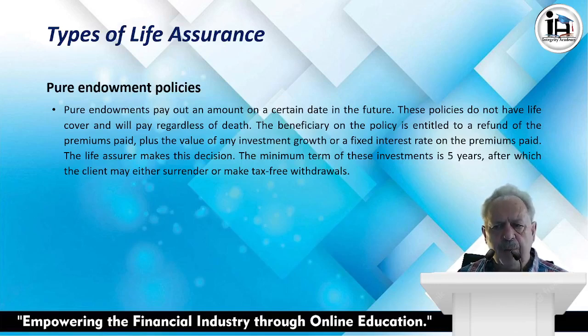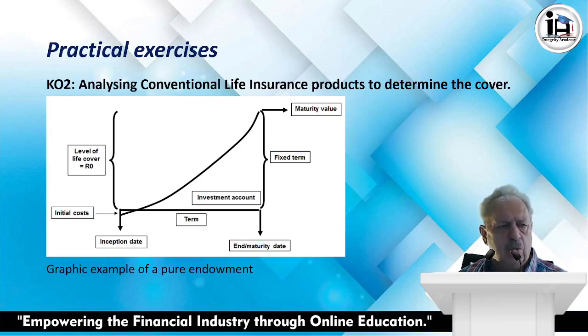Right, a pure endowment policy pays out an amount at a certain date in future. These policies do not have life cover and will pay regardless of death. The benefits on the policy is entitled to a refund of the premiums paid plus the value of any investment growth or a fixed interest rate on the premiums paid. The life assurer makes this decision. The minimum term of these investments is 5 years, after which the client may either surrender or make a tax-free withdrawal from the policy.